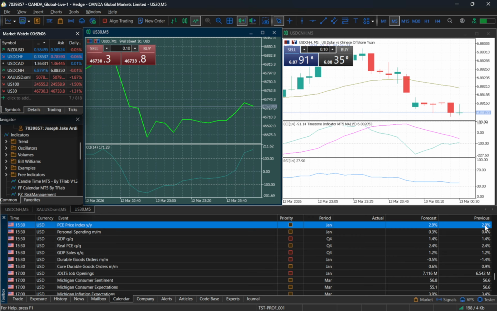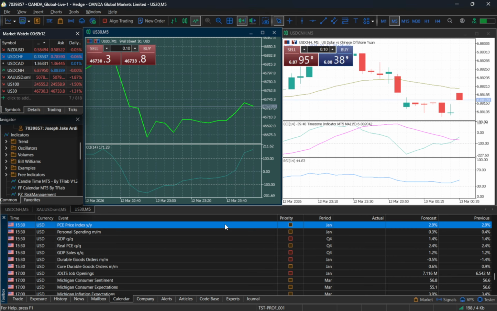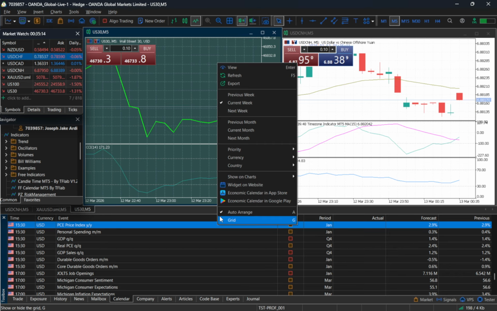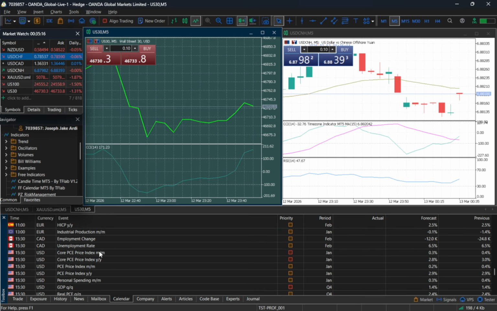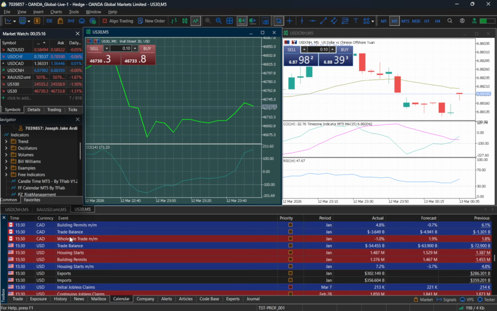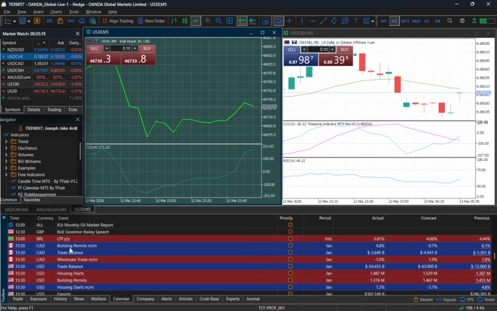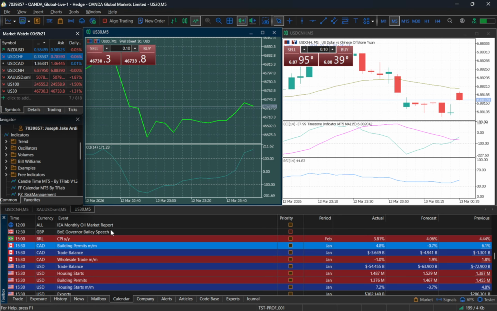Once a report is released, the actual or current number will populate. Traders compare the actual against the forecast to gauge whether the surprise is positive or negative for that currency. A stronger than expected result can be supportive. Weaker than expected can be a drag. Context matters, though, so always consider the trend and what the central bank cares about.